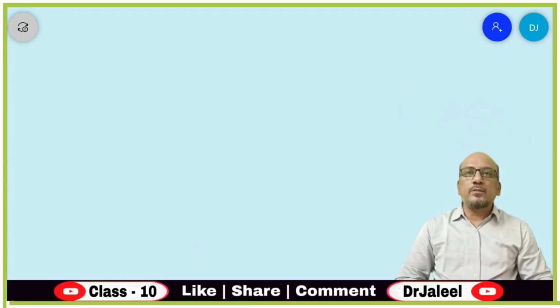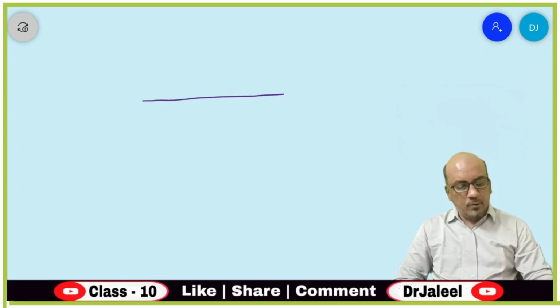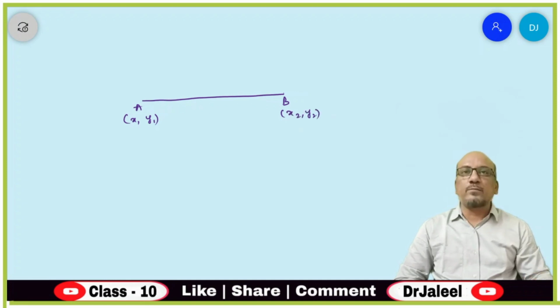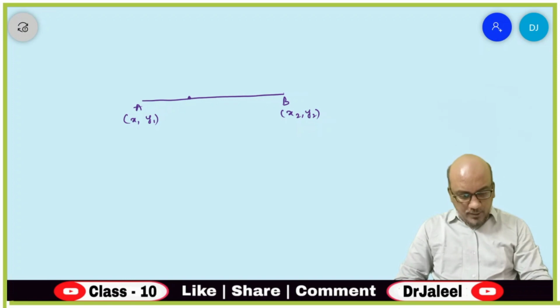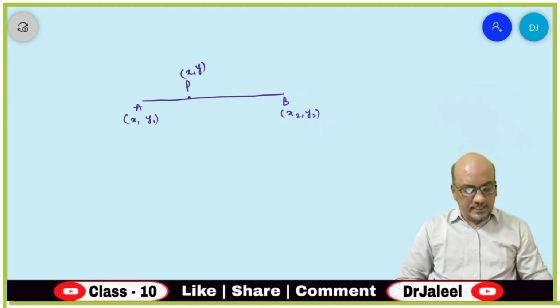Dear students, today we are going to derive the section formula from coordinate geometry of class 10th. First of all, let us understand what this formula is. Suppose there is a line AB, where the endpoints A's coordinates are x1, y1 and B's coordinates are x2, y2. Suppose there is a point P on this line, and let me take the coordinates of P as x, y. Then P is dividing the line into two parts, that is AP and PB.